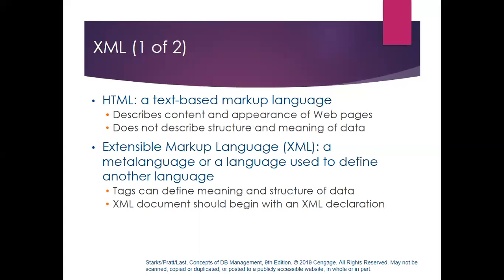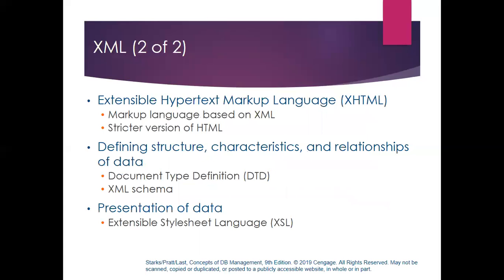Extensible Markup Language, or XML, is a meta-language, or a language used to define another language. XML can be used to define new tags that can define the meaning and structure of data. XML can be used to add interactivity to web pages. An XML document should begin with an XML declaration. Extensible Hypertext Markup Language, XHTML, is a markup language based on XML. It is a stricter version of HTML.